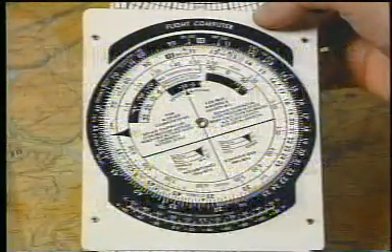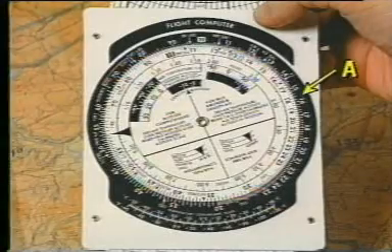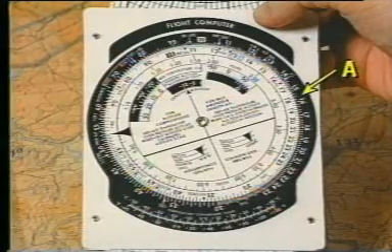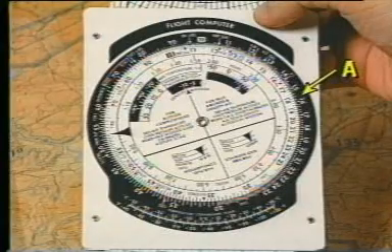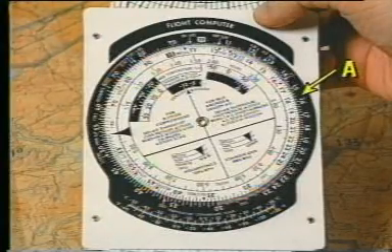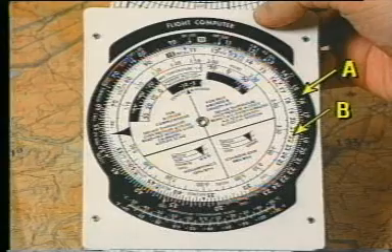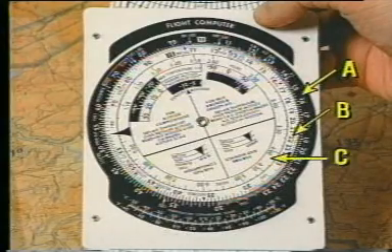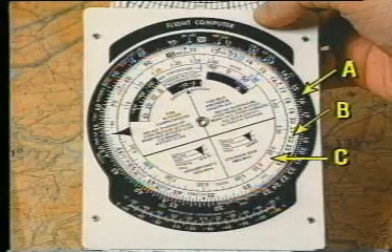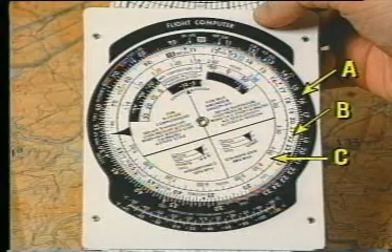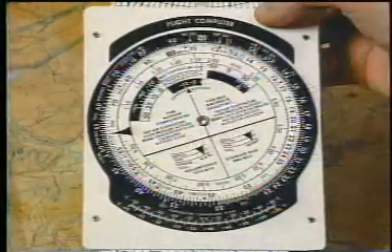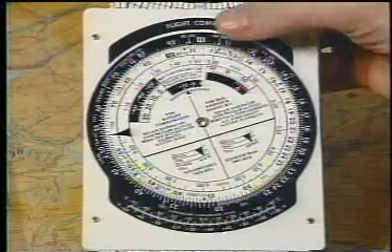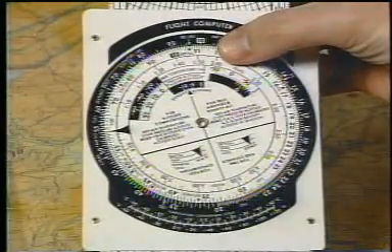There are three scales on this side of the computer. The outer, or A scale, can represent distance, fuel, speed, or other units, depending on the problem you're solving. The middle, or B scale, may represent similar items, as well as time in minutes. The inner, or C scale, is simply a conversion of time in minutes to time in hours and minutes. The outer scale is fixed, while the inner two scales are printed on a single rotating disc.